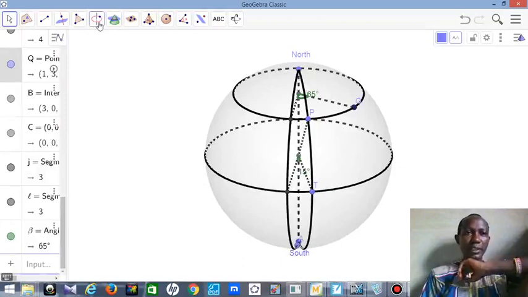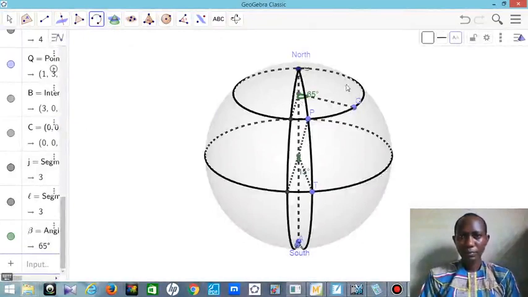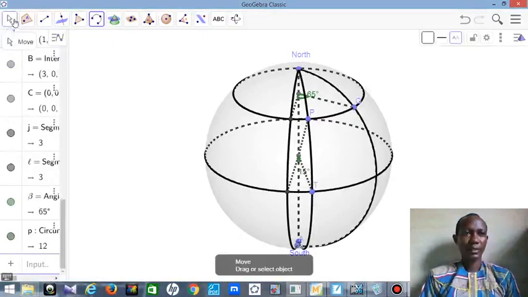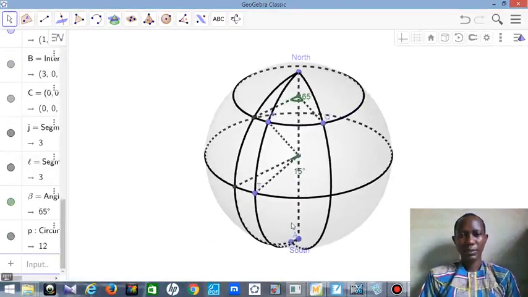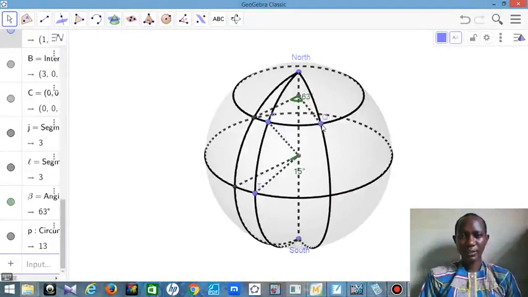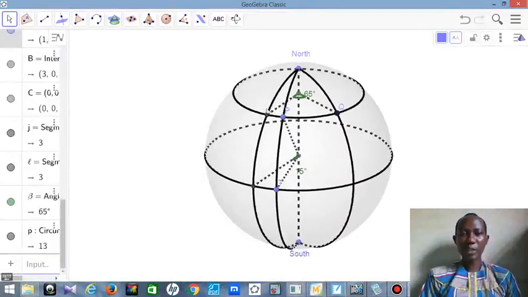So let me put the longitude line. So this is the line of longitude. Okay, so you can see it clearly now. Let me hide this. So you can see it, 65 degrees. So this is the longitude of Q. So this is the movement of the plane.